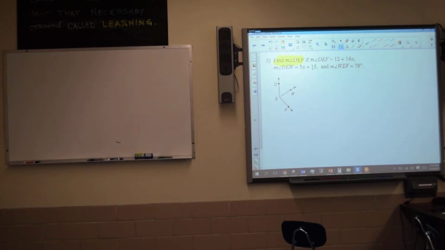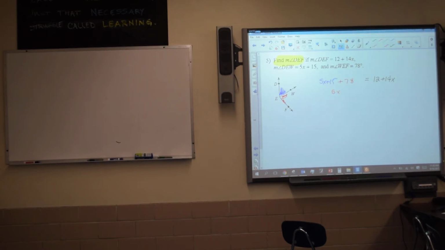So DEF is the total. That's the entire largest angle up there, so I'm going to put that on one side by itself. Now on the left hand side is DEW, that little angle, so say 5x plus 15. And then WEF, which is that one, so 78.